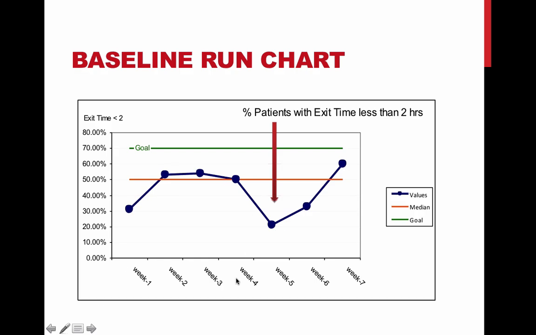So this is what I'm doing with my run chart. On my run chart, on the x-axis, I have my time variable: weeks, week one, week two, week three, etc. On the y-axis, I have the percentage, whatever I'm tracking. And for every week, I'm going to plot my data.